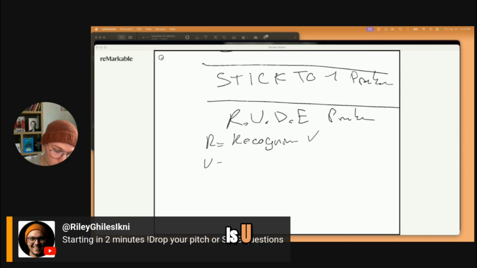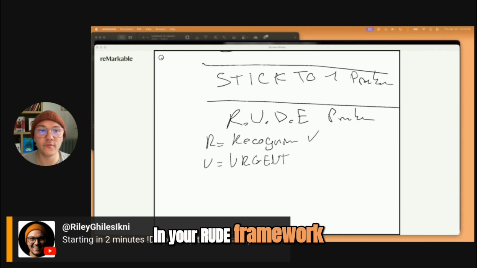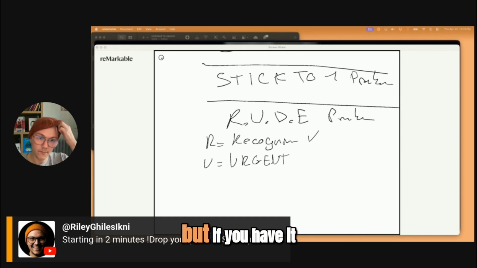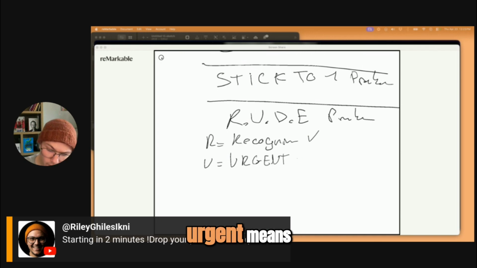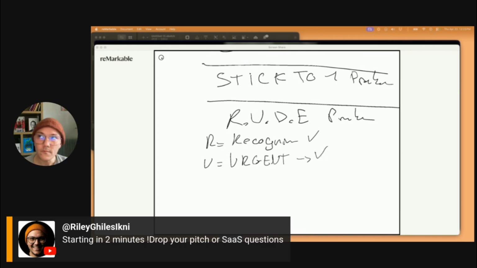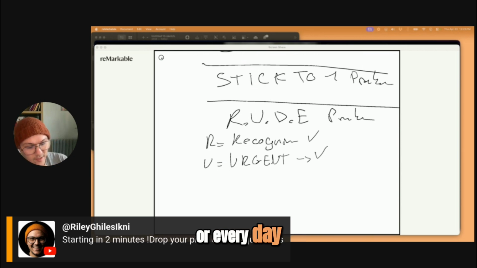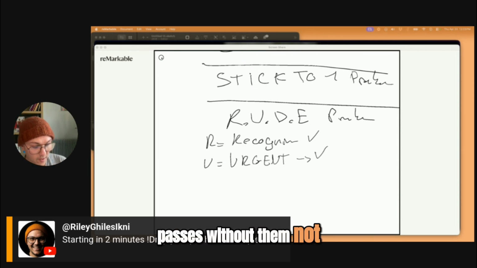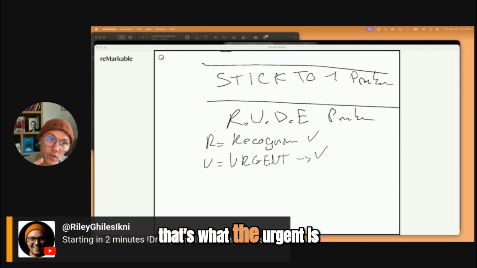Then the second one is U, and U is for urgent. This one is a multiplier, so that means if you don't have it in your RUDE framework, it's not terrible, but if you have it, it maximizes your chances of making it work. So of course, urgent means just like the house is on fire. The longer it's on fire, the more dangerous it is for the user. So every minute, or every day, or every week that passes without them fixing it makes it worse. So that's what the urgent is.